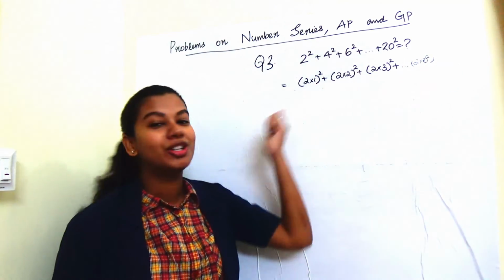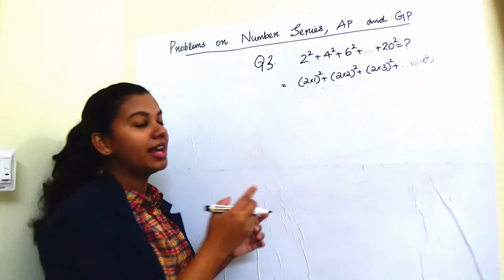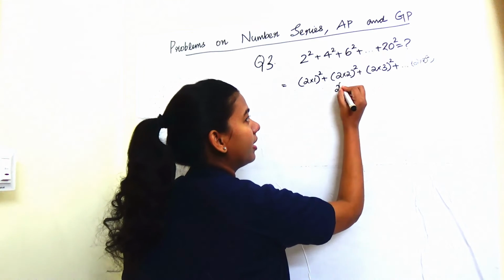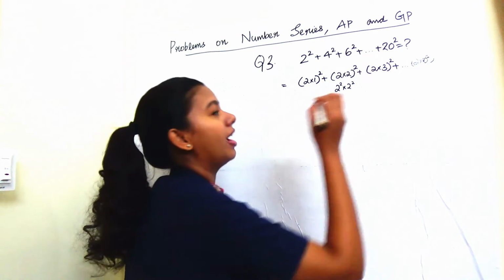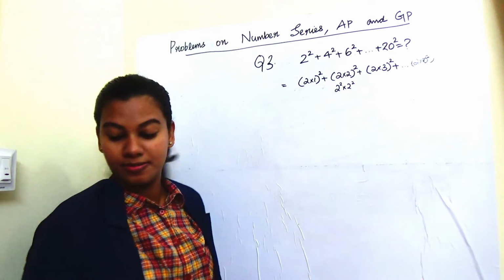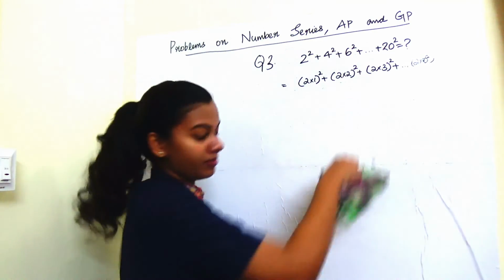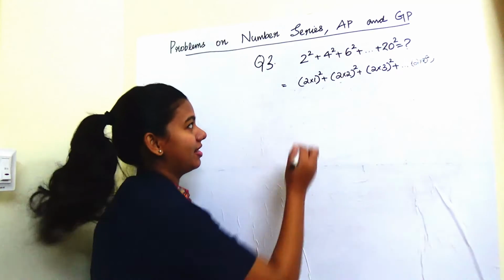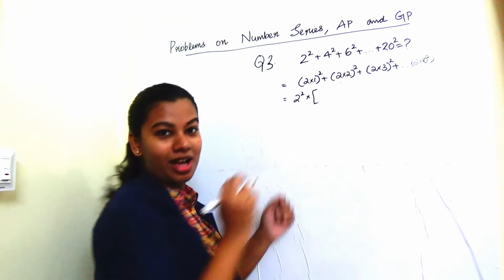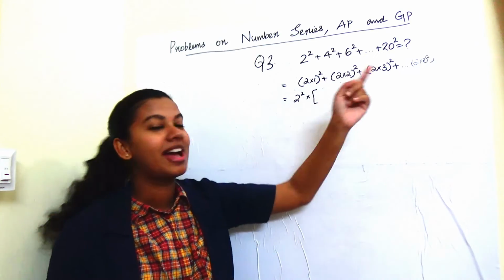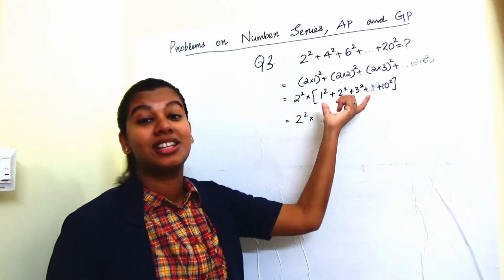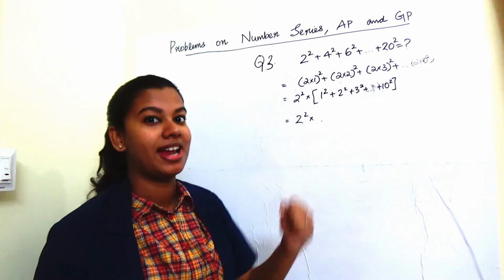So out of this, 2 square is common. So if I take 2 square, what will come as balance? For example, 2 into 2 whole square will be 2 square into 2 square based on the law of exponents. So I can write it as 2 square into, I take it out common and I write the rest of the numbers. So this is the sum of the squares of 10 natural numbers.